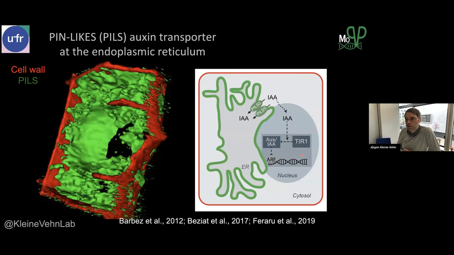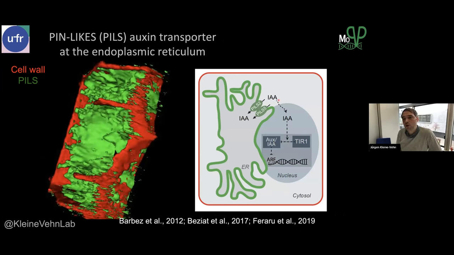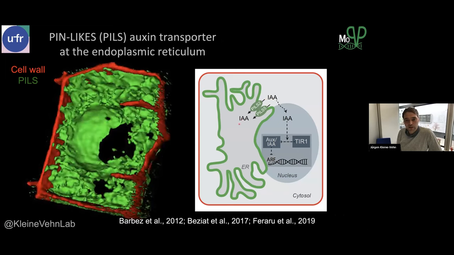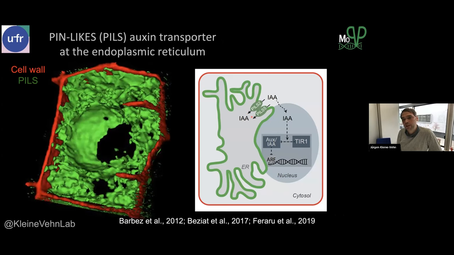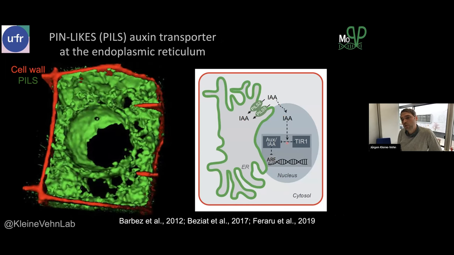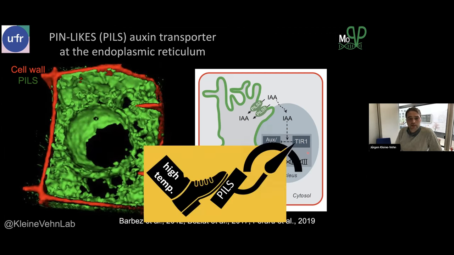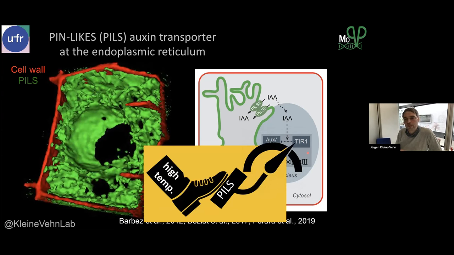And what are these PILS proteins doing? So they sit at the endoplasmic reticulum, and they are putative carriers for the hormone auxin. And the idea here is that they transport auxin from the cytosol into the ER lumen, and thereby they basically lock away this growth regulator. Because auxin, if it is sitting in the ER lumen, can no longer diffuse into the nucleus, where it would see its receptors and where it would reprogram transcriptional responses. So as such, the high temperature is basically using the PILS proteins to accelerate or decelerate the auxin responses, and thereby growth responses.